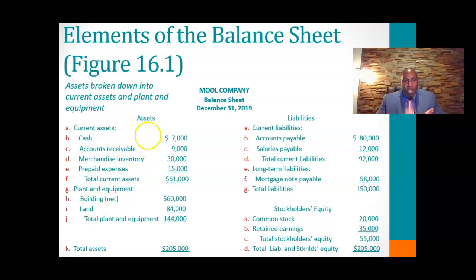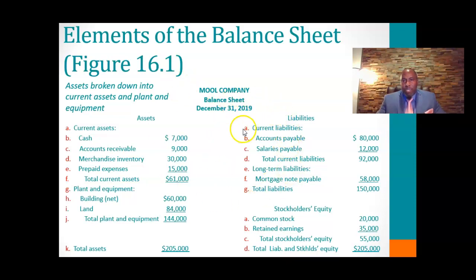So for this illustration, we have total current assets, total for our plant and equipment assets, and total assets of $205,000. On the other side, you have what's known as your liabilities. These are the existing debts or obligations of a business, broken down between current liabilities and what's known as long-term liabilities.